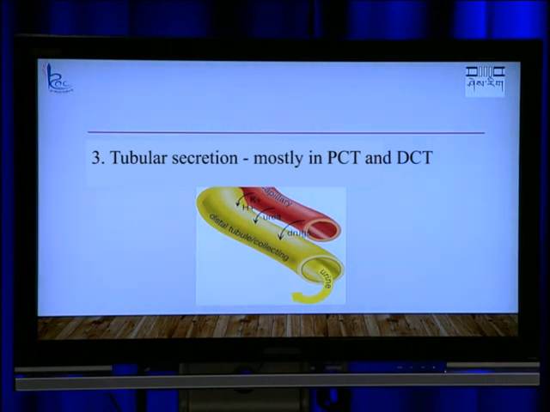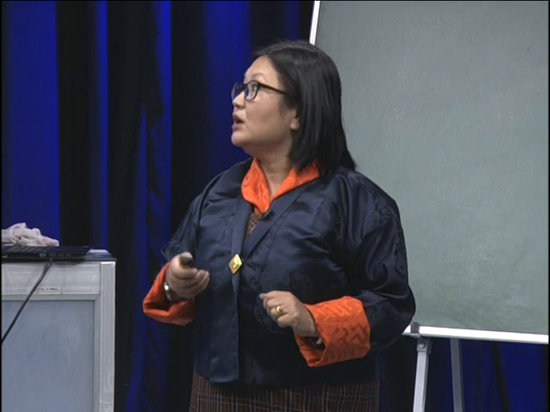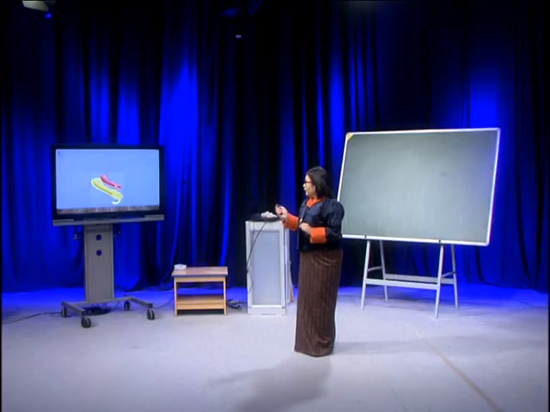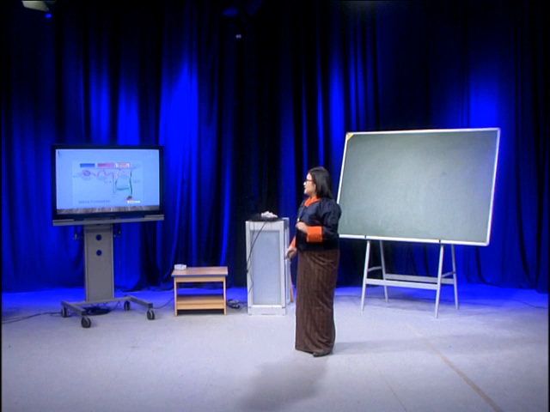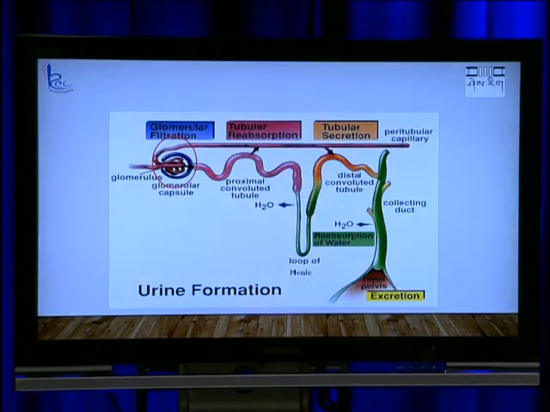Finally, it has to happen in such a way that only the waste is removed, and what is needed by the body stays in our body. Okay. So, just to summarize, the first step, the glomerular filtration or ultrafiltration, takes place in the Bowman's capsule, then tubular reabsorption takes place in the PCT, then tubular secretion which is mostly happening in the distal convoluted tubule, and finally, the urine formed is excreted through the urethra.